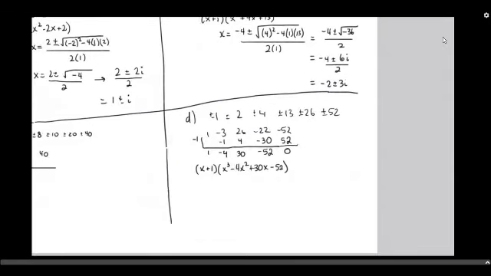So since we don't have a quadratic yet, I need to go back to my list here and test a few more numbers on this polynomial. So let's see, let's do 2. See if it works on the smaller polynomial.